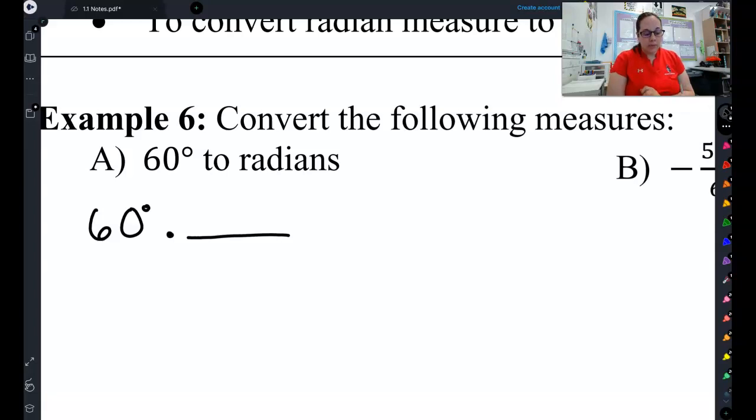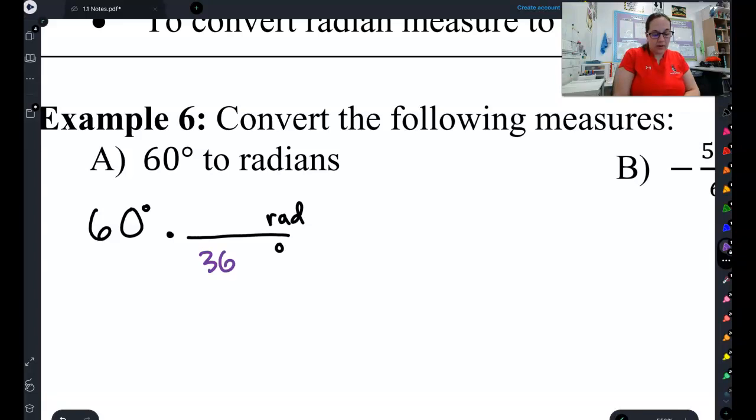Now, I am going to put degrees on bottom so that the degrees will cancel. And then I'm going to put radians on top, so that's what I'm left with. Now I need my complicated 1. I need something that's the same in degrees and radians. You do have a couple options here. We could say 360 degrees is the same thing as 2 pi radians. Those are equivalent. That's a complicated looking 1.